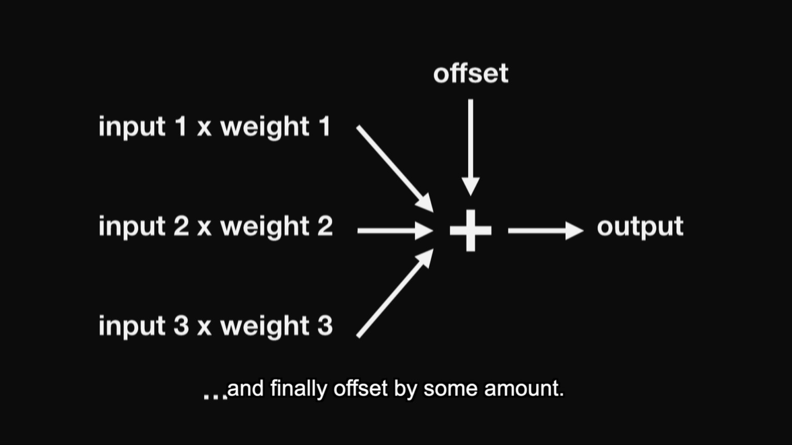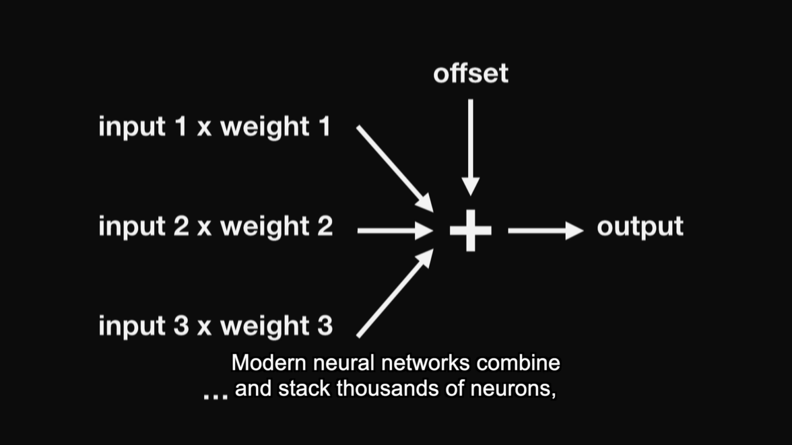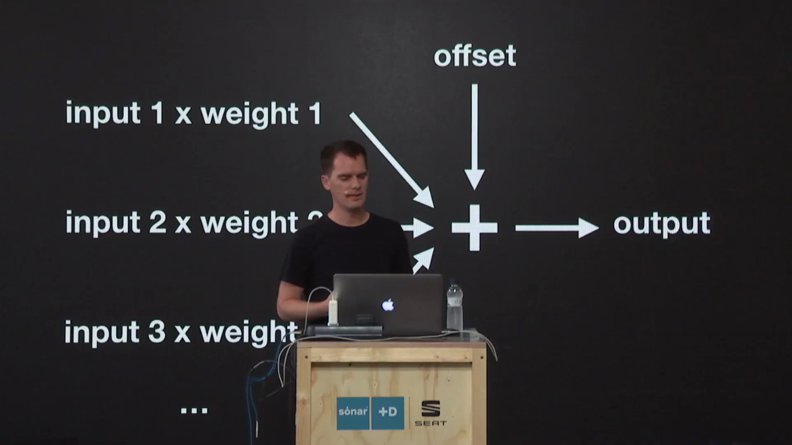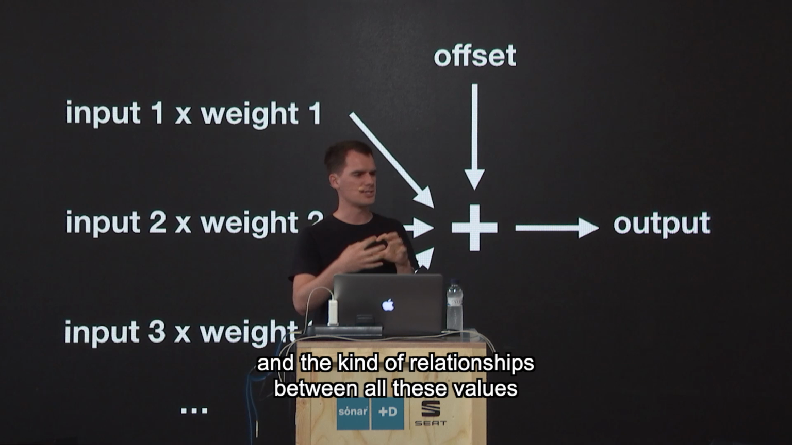offset by some amount. Modern neural networks combine and stack thousands of neurons, and each neuron has hundreds of inputs. Sometimes these weights are tied together, and the relationships between all these values can get really complicated, but this is the basic principle.